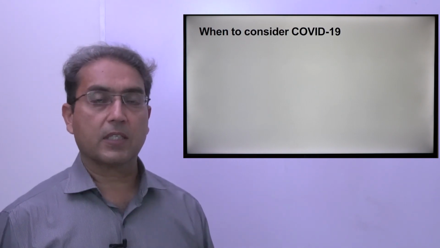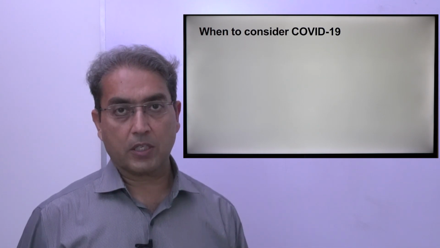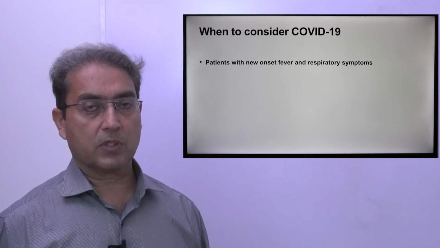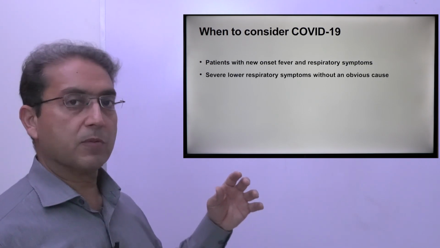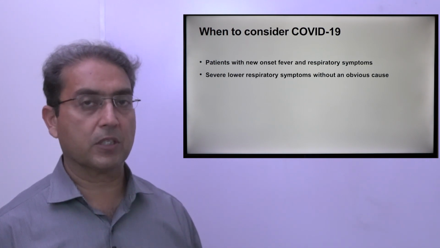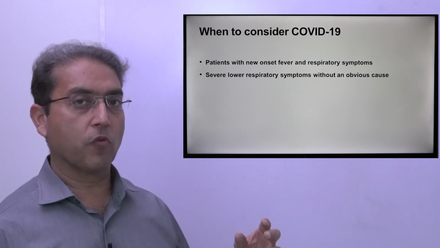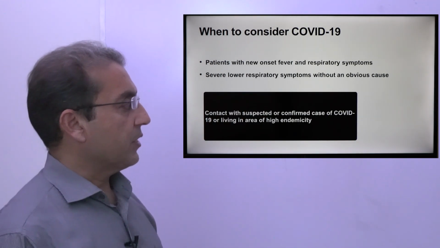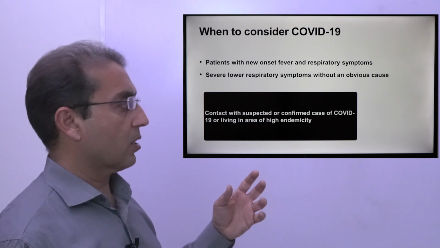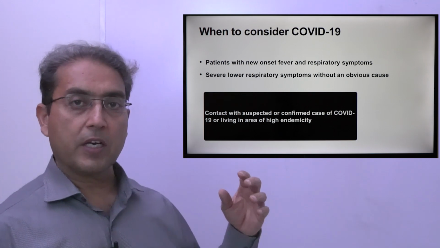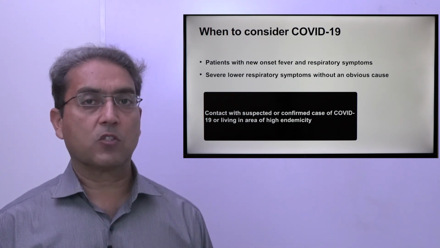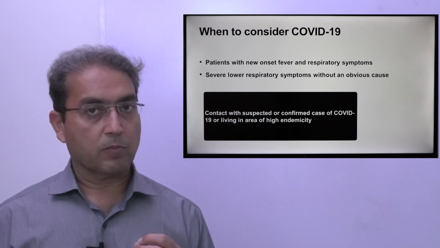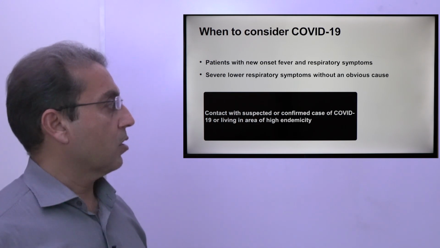Now, when do we consider that this patient may have COVID or coronavirus infection? Patients with new onset of fever and respiratory symptoms. Patients who've got lower respiratory symptoms which are severe and which have no other explanation. In these patients, it should be considered as COVID or coronavirus infection. You see, if the patient had contact with a suspected or confirmed case of COVID-19 or is living in areas with high prevalence or the endemic areas, these patients should definitely be considered as suffering from COVID-19.